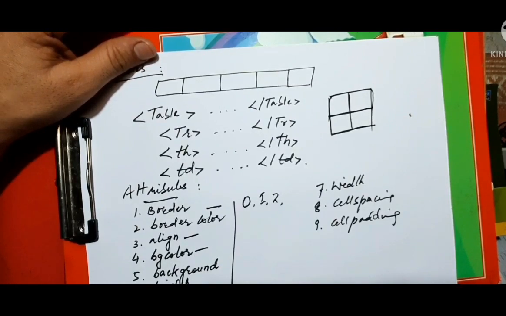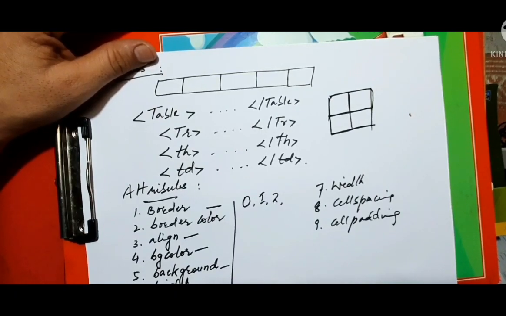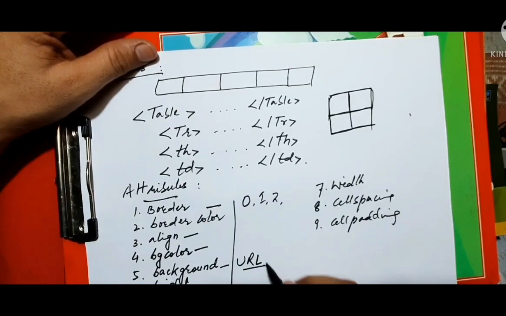Next is the bgcolor. Bgcolor means background color of the table. Background: in this attribute, you will specify the URL of the image that you want to be displayed in the background of the table. Okay, URL means uniform resource locator. This is basically the path of the image that you want to display in the background.